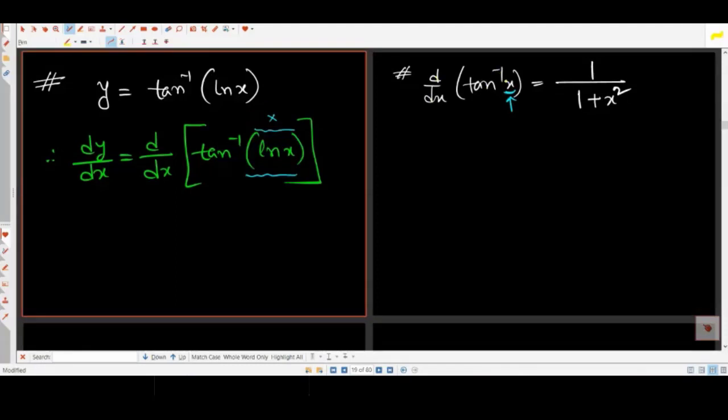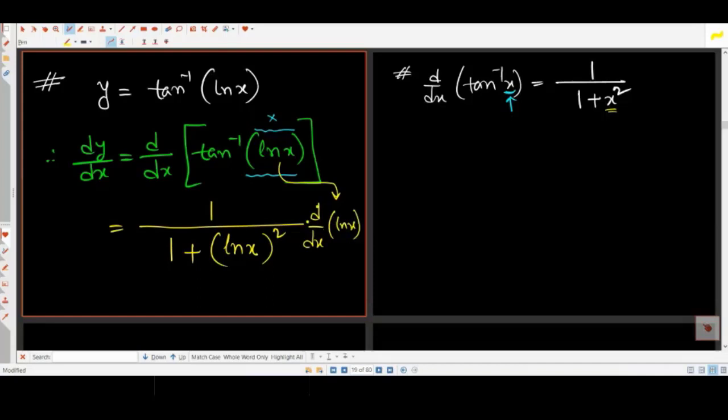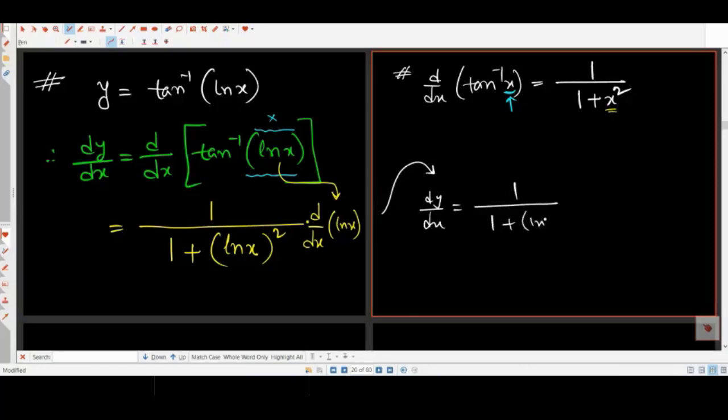Now we can apply the chain rule. d/dx of inverse tan of x is 1 over 1 plus x squared. So d/dx of inverse tan of natural log of x will be 1 over 1 plus (natural log of x) squared, where in the position of x we have natural log of x. The term that we have considered as x should again be differentiated, so d/dx of natural log of x. We know the formula directly: d/dx of natural log of x is nothing but 1 over x. So dy/dx equals 1 over 1 plus (natural log of x) squared times 1 over x. Finally we are done. Our result is in our hand.